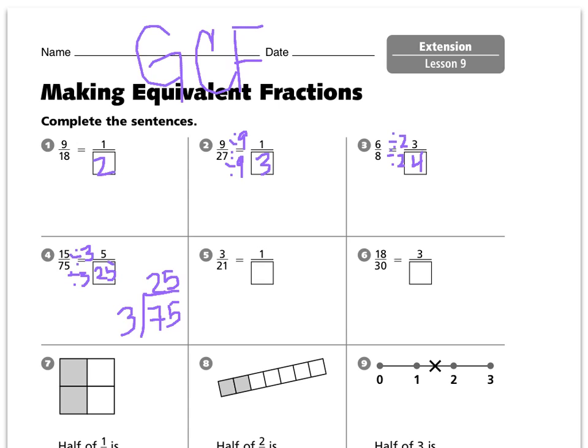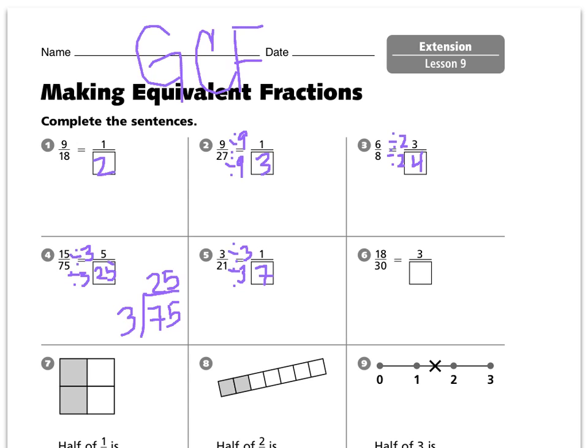Number 5, 3/21 equals 1 what? So looking at that, 3 divided by what equals 1? 3 divided by 3 equals 1. Do the same to the denominator. 21 divided by 3 is going to equal 7.